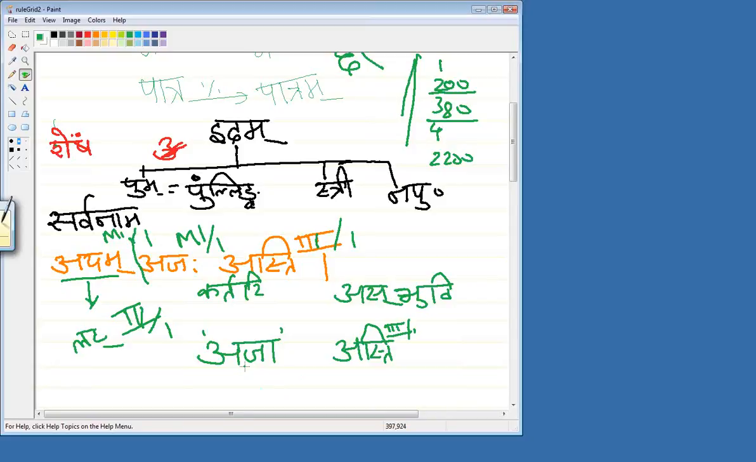Aja asti. Why? And now what is aja? Now it is feminine, first person, first case, prathama vibhakti, ekavachana. Correct? The female goat is the agent of being.